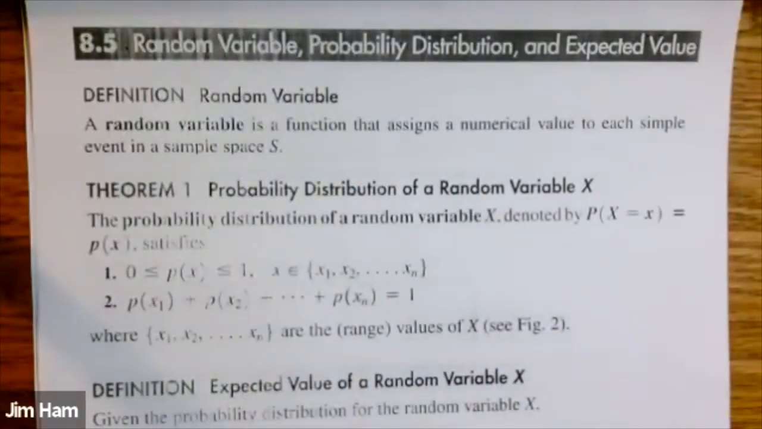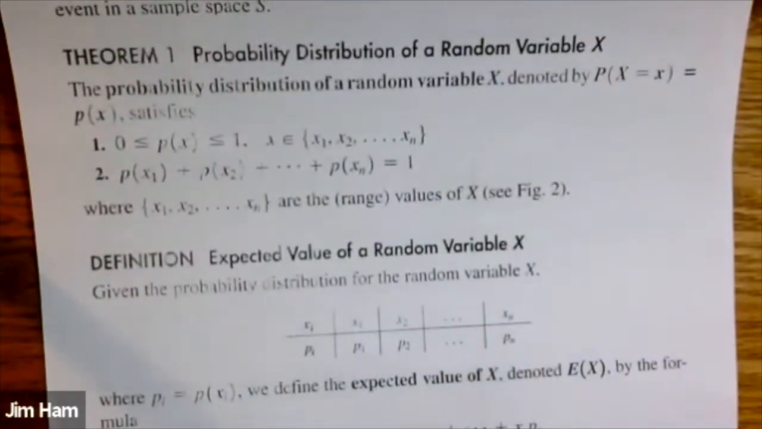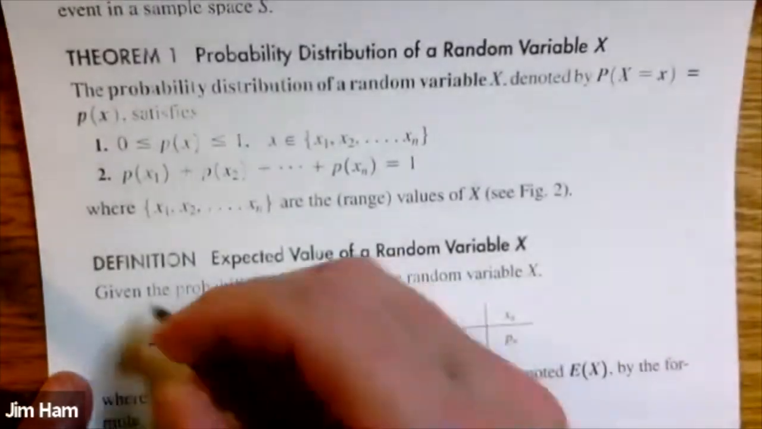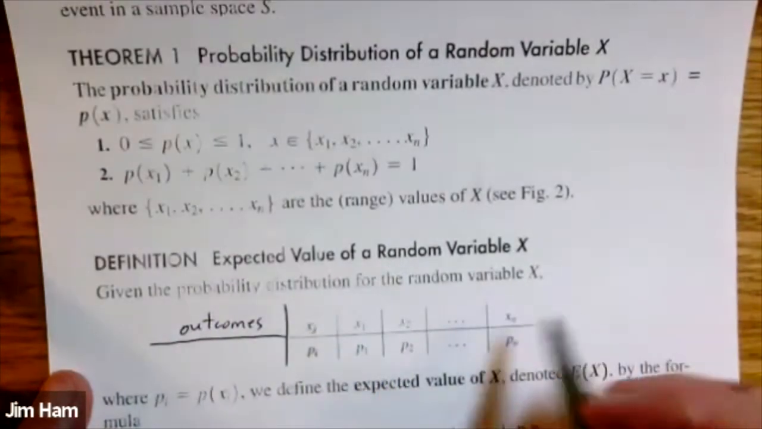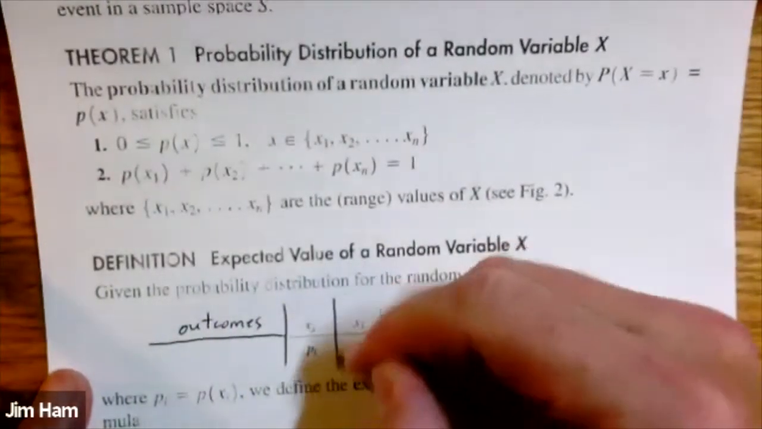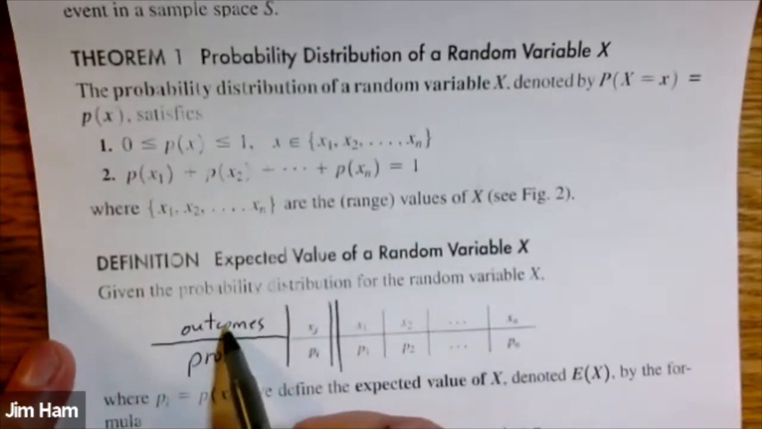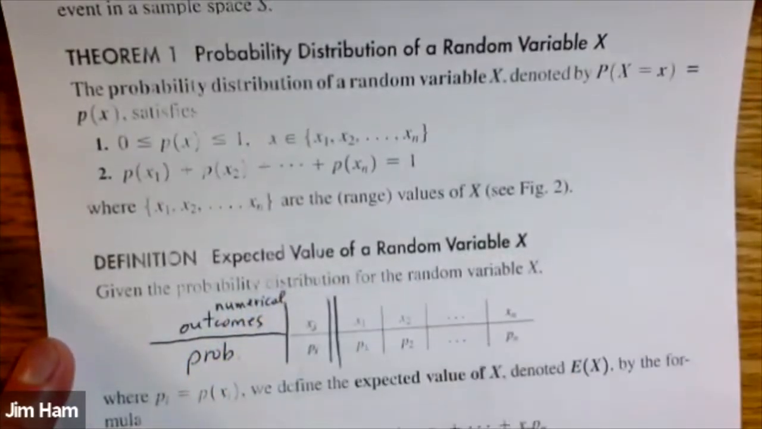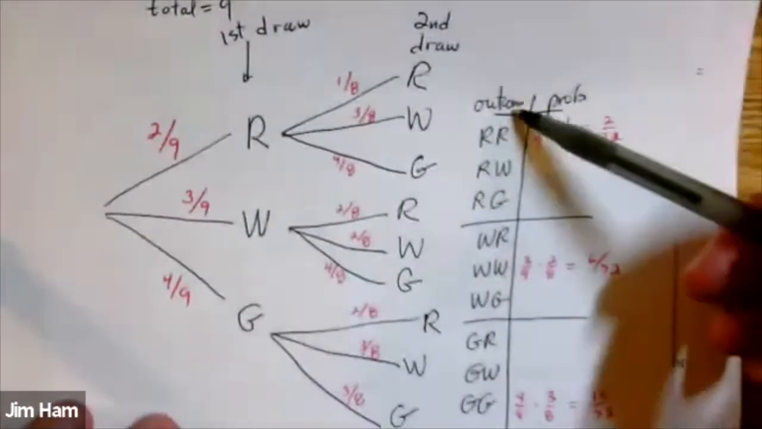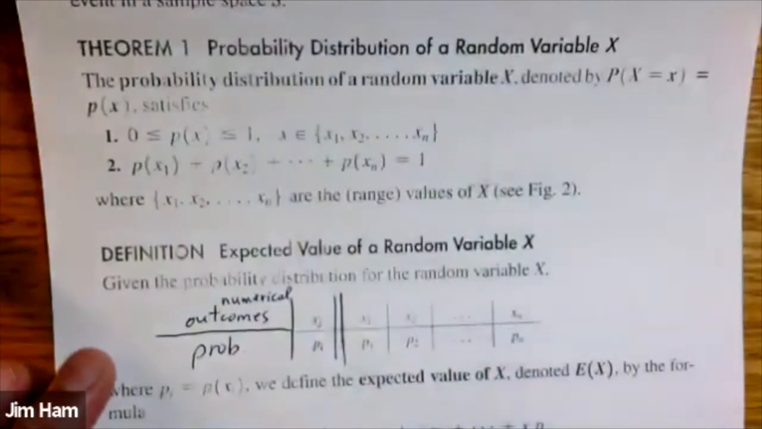The big difference here is that for our problems, the possible X values that we have, the way I would write this, these are the outcomes. X1 is an outcome, X2 is an outcome, and so on. They gave subscripts. And then the probabilities that go with them. The difference in this section is that the outcomes are going to be numerical. In the example that I showed you, the outcomes were not numerical. They were characters like RR and WW and RG and that kind of thing.